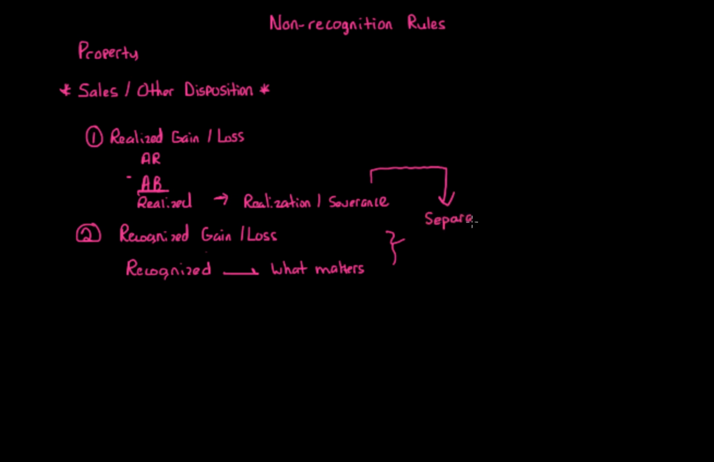There are certain transactions in tax where there's really no severable event, even though a sale or other disposition has occurred. An example, a like-kind exchange.